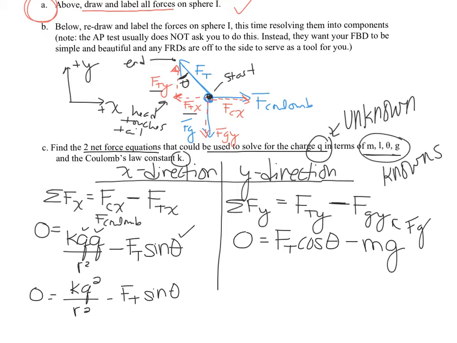Theta is one of my knowns. K is one of my knowns. But R is not one of my knowns. So I have to go back to my image and figure out if I can get R in terms of something else.